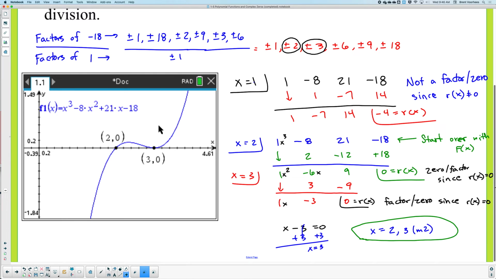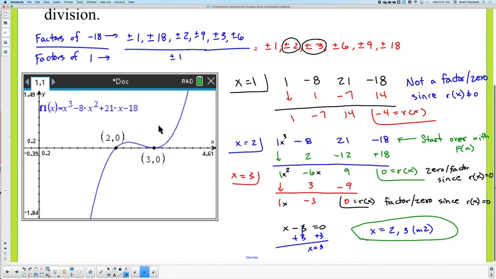I'll give you a rational this time. Let's say square root of 7 is a 0. If square root of 7 is a 0, you'll also have its pair. What's the opposite of a square root of 7? Say negative square root of 7. Negative square root of 7, that's it.